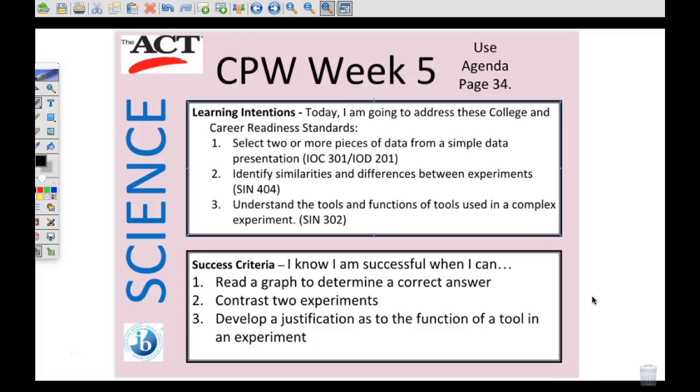In this first round of CPW Science as a ninth grader, you are going to learn how to select two or more pieces of data from a simple data presentation. You're going to identify similarities and differences between experiments and understand the tools and functions of tools used in a complex experiment. We know we'll be successful when we can read a graph to determine a correct answer, contrast two experiments, and then develop a justification as to the function of a tool in an experiment.